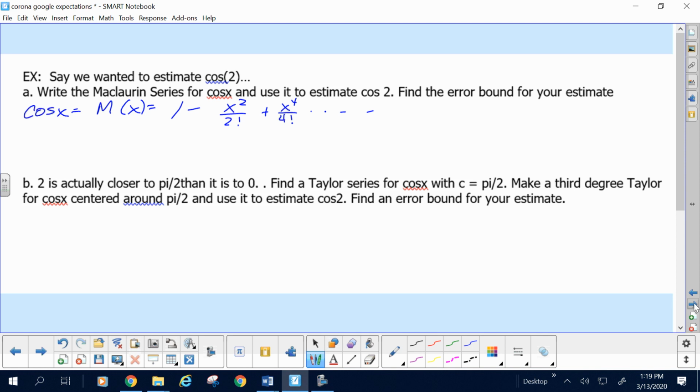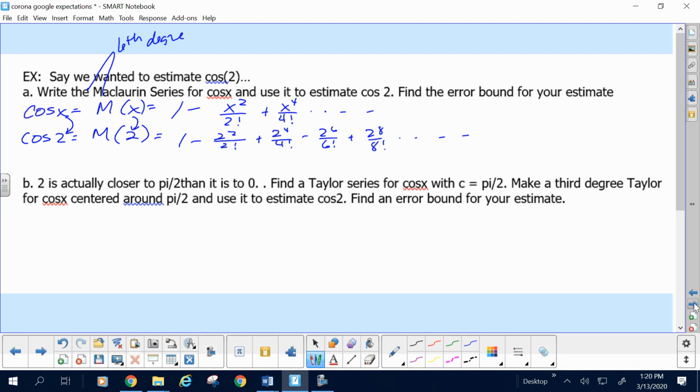So far, so good? Now, if I wanted to estimate then cosine of 2, then that means x is being played by 2. So that means what goes into my Maclaurin for x? 2. So I'm going to have 1 minus 2 squared over 2 factorial plus 2 to the 4th over 4 factorial minus 2 to the 6th over 6 factorial plus 2 to the 8th over 8 factorial, and so on, yeah? All right. Now, let's say we use the 6th degree Maclaurin. That's what I should have put in. So we wouldn't go through 2 to the 8th, we would just stop at 2 to the 6th, yeah?